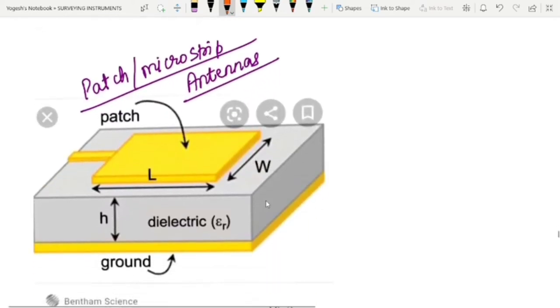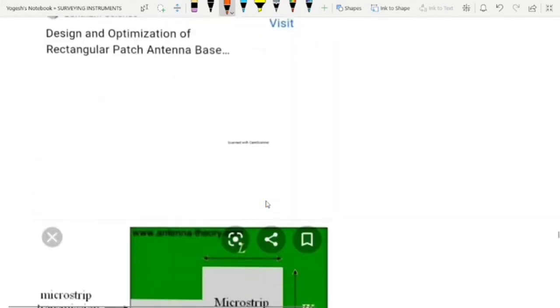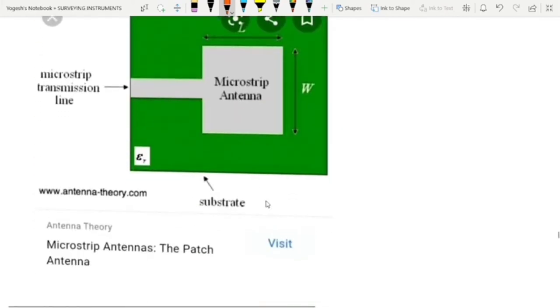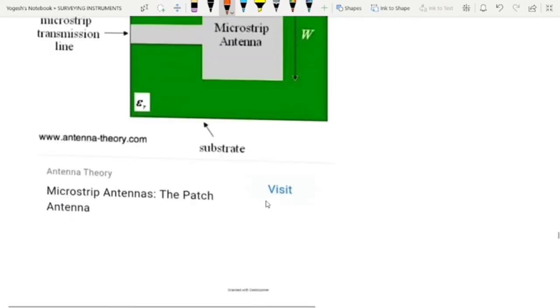These are microstrip antennas, which use microwaves as their carrier waves. I have discussed the microstrip antennas with you in the chapter of advanced or modern surveying.